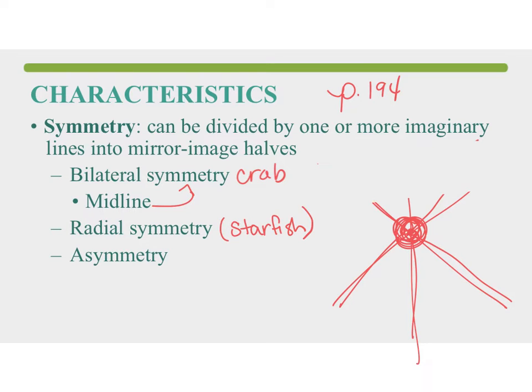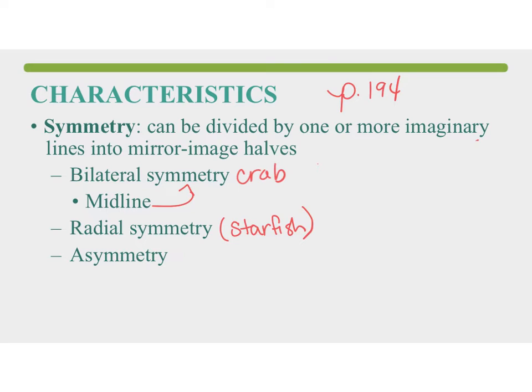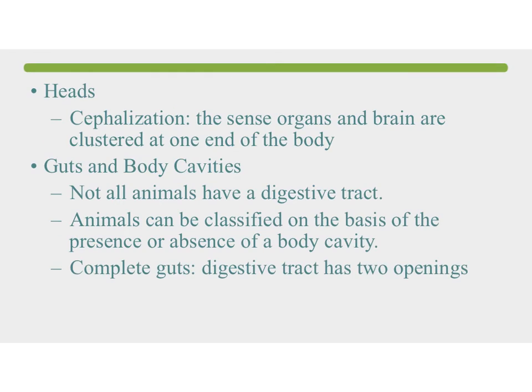And then asymmetry. What is asymmetry? Not symmetrical at all. Basically it's the lack of having mirror halves. You can look at the tube sponges as an example. You cannot divide a tube sponge into a perfect symmetry. We'll come back to that. All right. Now, let's talk about, on page 195, the head, cephalization.